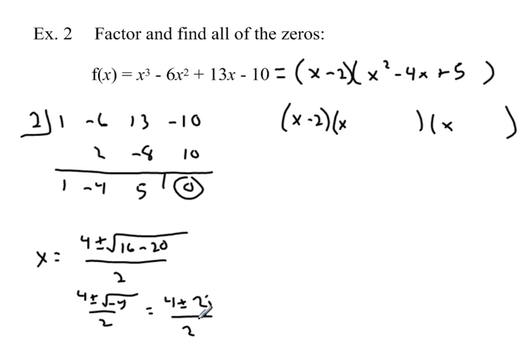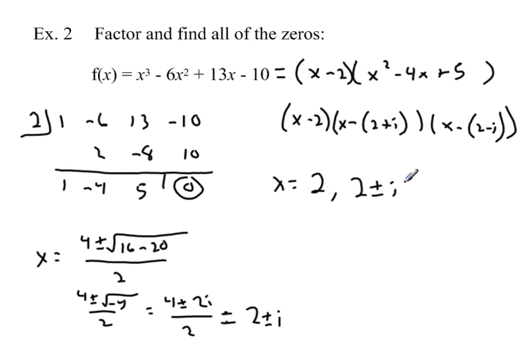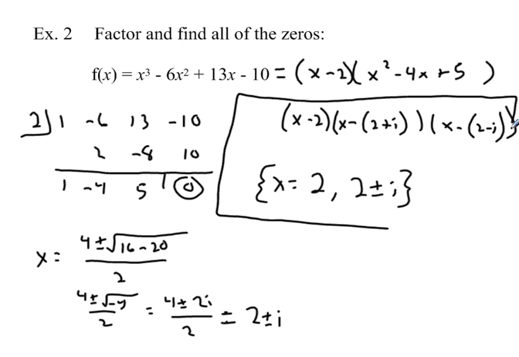Now remember, the whole thing's divided by 2, so let's divide everything by 2, which gives me 2 plus or minus i. So I can write my factors as x minus 2 plus i and x minus 2 minus i. Zeros we can write as 2, that first one we found, and 2 plus or minus i. So there's our zeros. There's our factored form. We need both of these to answer this question. We factored and we found the zeros.